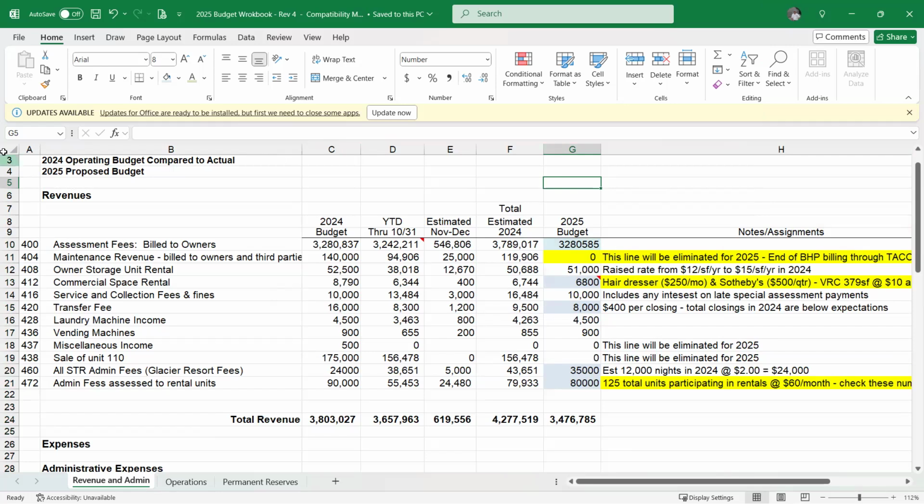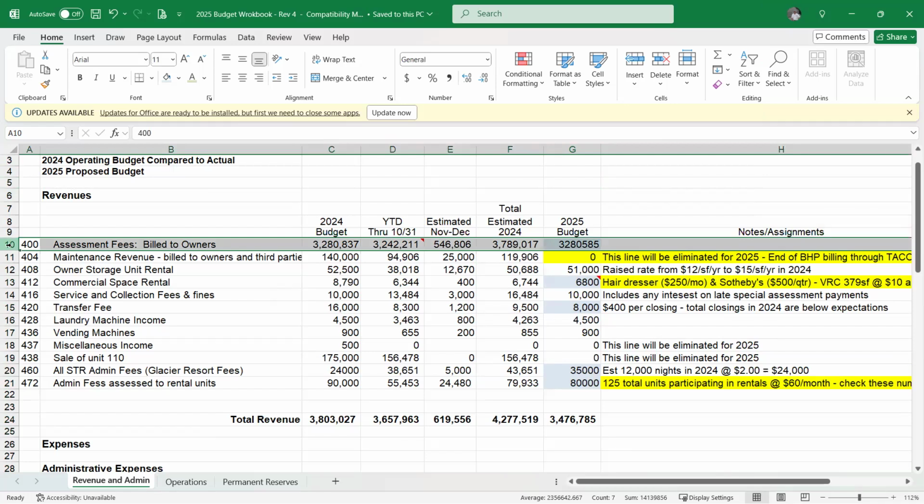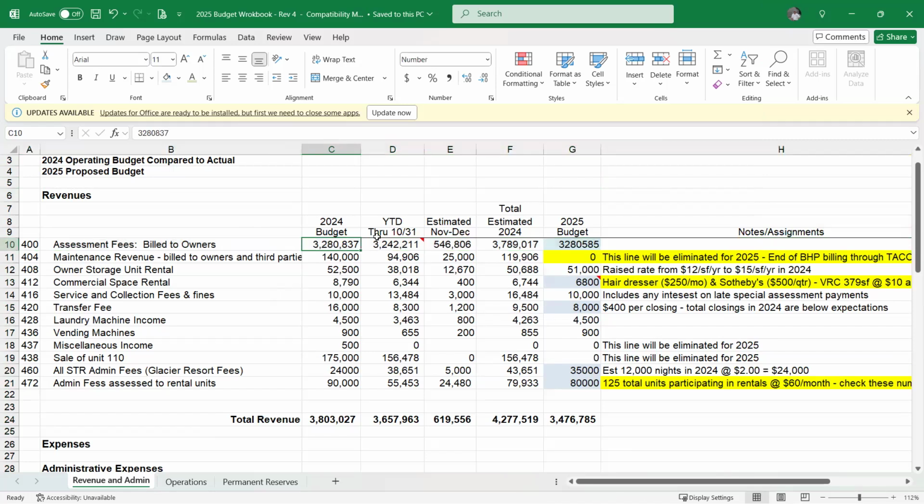Account 400 is assessments billed to owners. The 2024 budget, you can see the figure right there. We're going to be over budget on that if you look at the comparison of these two cells. The reason for that, I'll open this note, is because we added unplanned assessments to owners for the sewer project at the lodge, the door lock project, which is ongoing right now, and the smoke detectors, which is also ongoing right now.